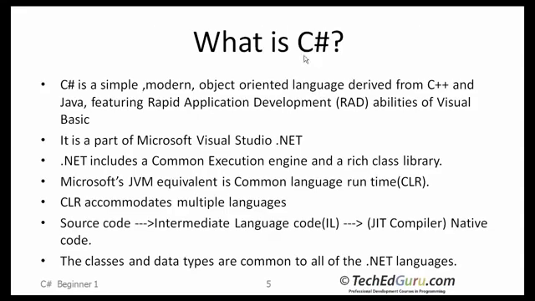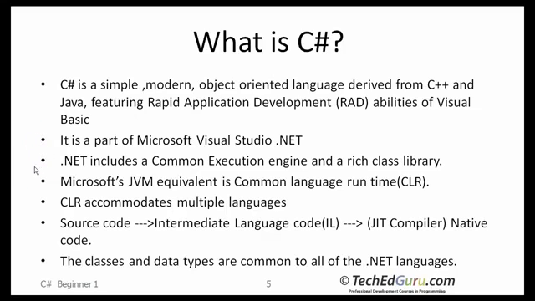So as we just heard, C Sharp is just one of the languages supported in .NET, and C Sharp is what I am going to be focusing on. So what is C Sharp? C Sharp is a simple, modern, object-oriented language derived from C++ and Java. It is more like Java than like C++. It allows you to quickly develop applications using the rapid application development technologies. As we heard, it is a part of Microsoft Visual Studio.NET.